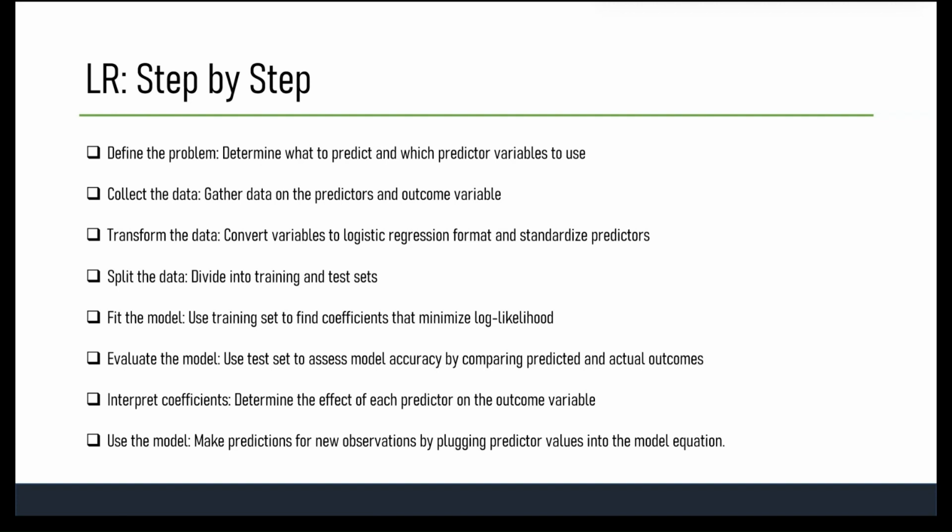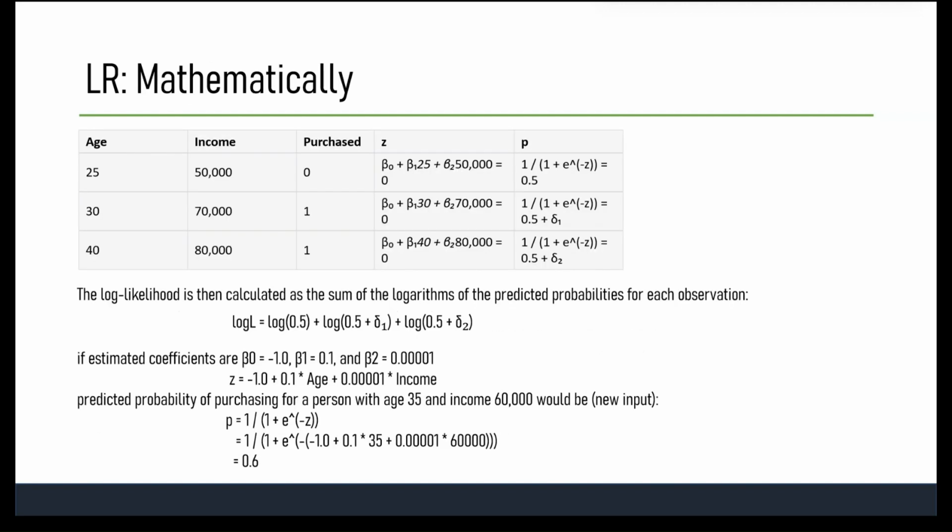Then finally, making the prediction. So we use the logistic regression model to make predictions for new observations, and this involves plugging the values of the predictor variables into the model equation to calculate the predicted probability of the outcome variable. Now let's see this whole process with one example mathematically.